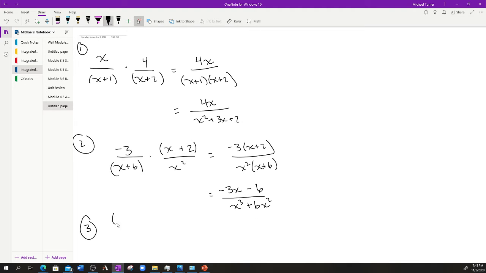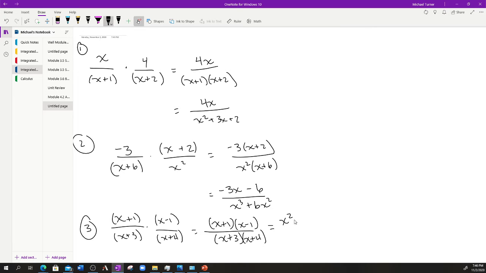And it could be binomial times a binomial on the top, x plus 1 over x plus 3 times x minus 1 over x plus 4. If I'm asked to just simplify it without having to multiply the binomials, you could just write that as a single fraction, and sometimes that'll be helpful if we're trying to simplify the expression. Otherwise, you can multiply it out using FOIL or any other shortcuts that we've talked about in previous units to get x squared minus 1 over x squared plus 7x plus 12.